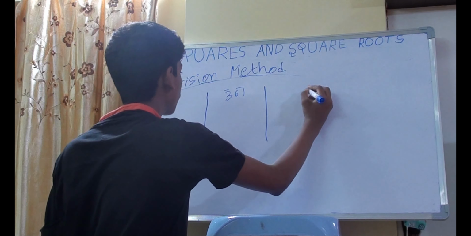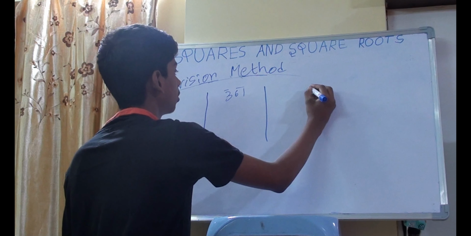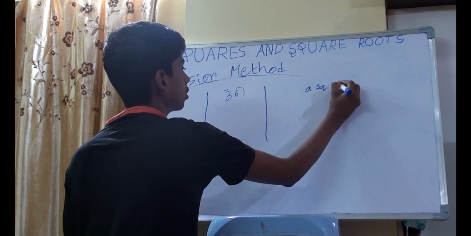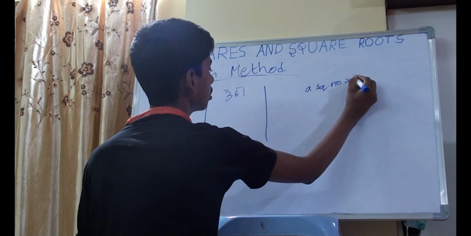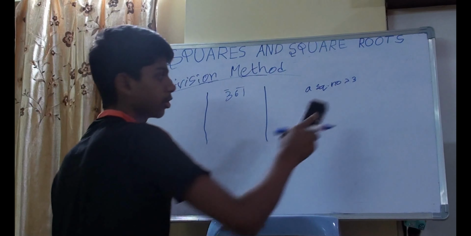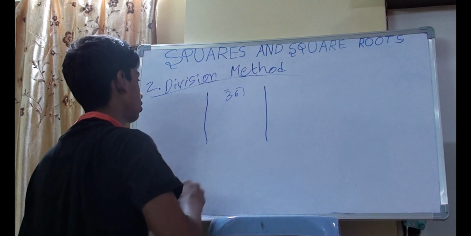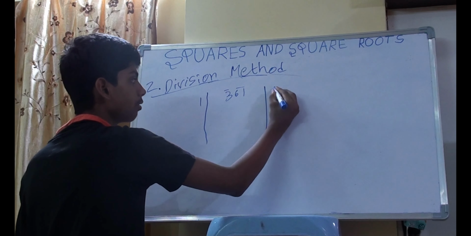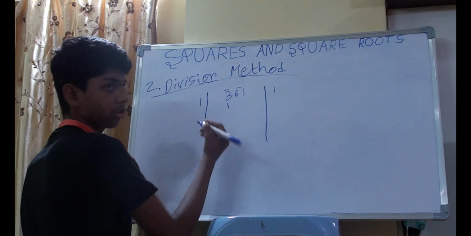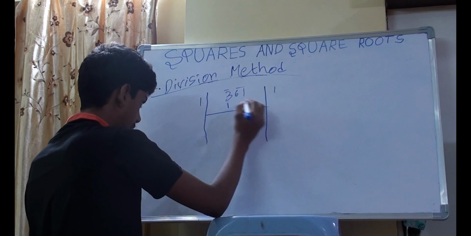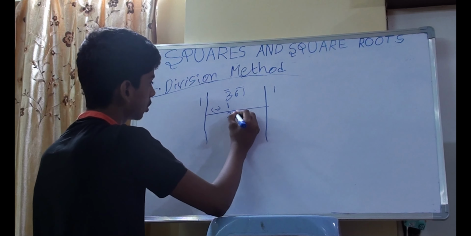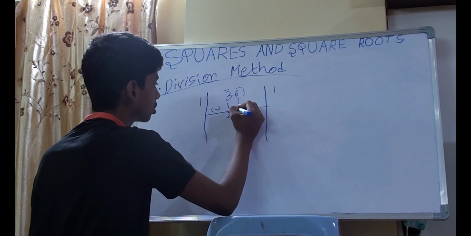So the square should be a square number smaller than 3. We have only one square number less than 3, which is 1. We write 1 on both sides and we write the square on this side and we subtract it and we get 61. We bring the 61 down.